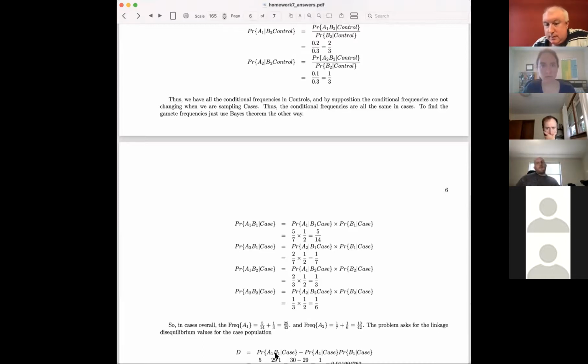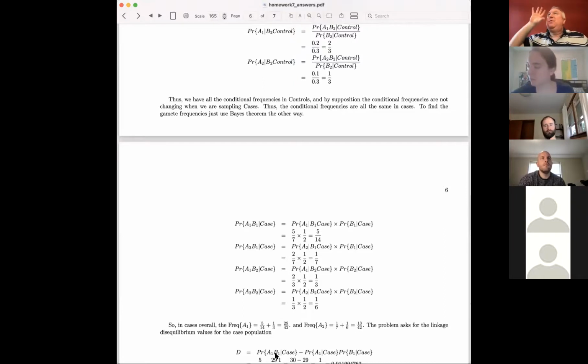I have a question about why you use Bayes theorem in that way. What necessitates that? Well, it's really the part of the question that said you get the haplotypes in cases by biased sampling of controls. By doing that, I'm forcing the rate at which I get an A1 allele, conditional on the B allele, to be the same.